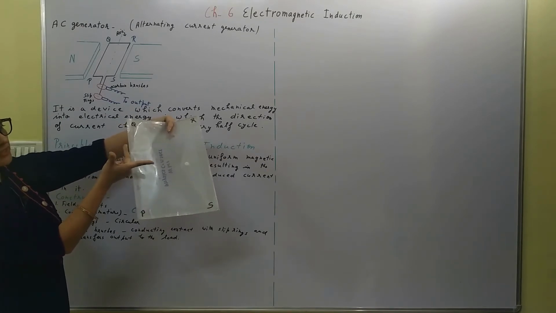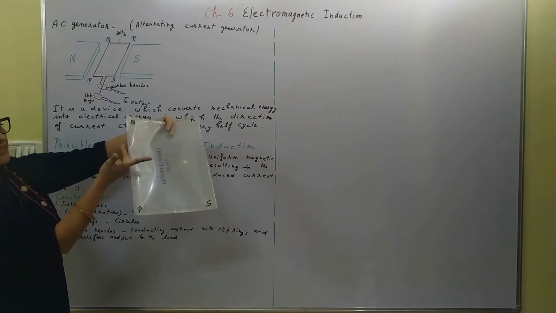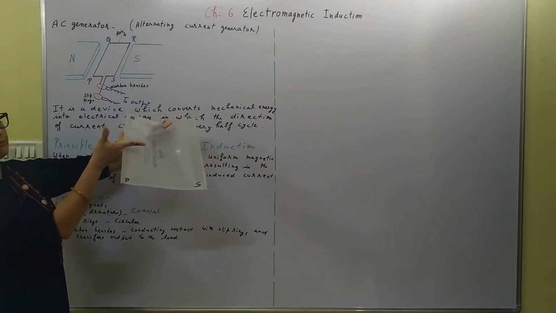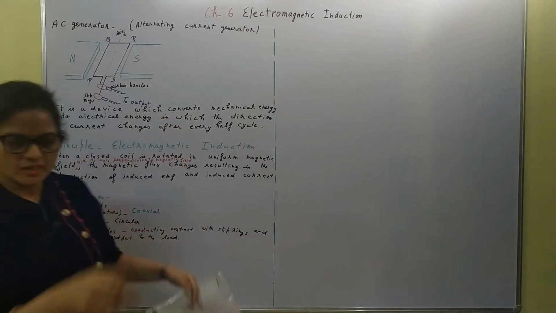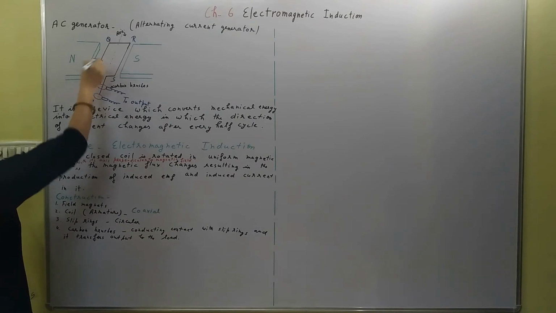So what is the direction of the current? See, the central finger is giving the direction of current. This is the direction of current. So look at this, the direction of current in the coil will be from P to Q, right? So now this is the direction of current.